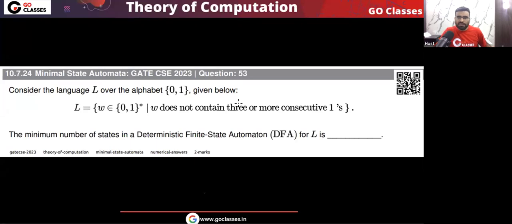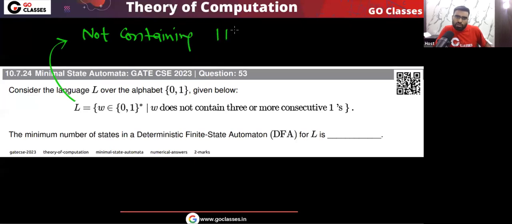Okay, so this is a very simple question. What we can do? First, we can create a minimal DFA for strings containing 3 ones. See, what is the language? The language is simply saying that we should not have 3 or more consecutive ones. Remember, this "or more" is redundant, right? Tell me why. This is unnecessary. Tell me what is the reason?